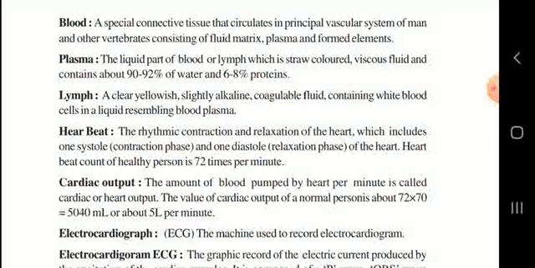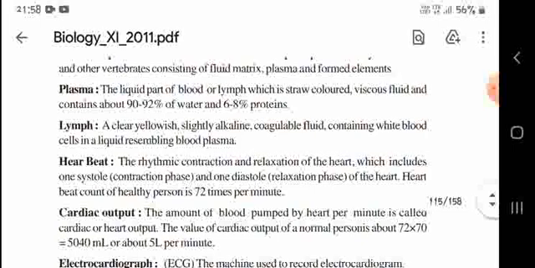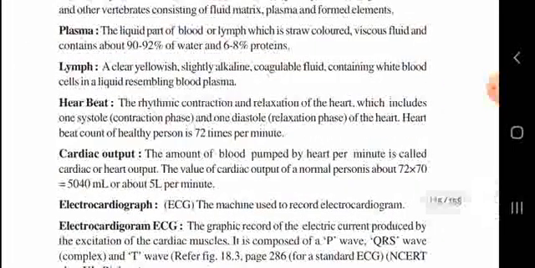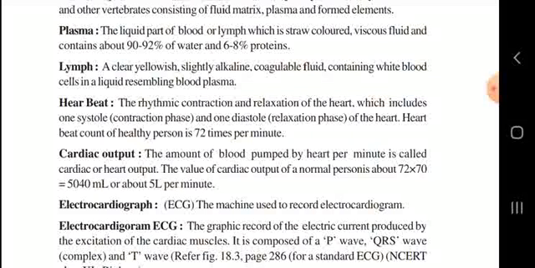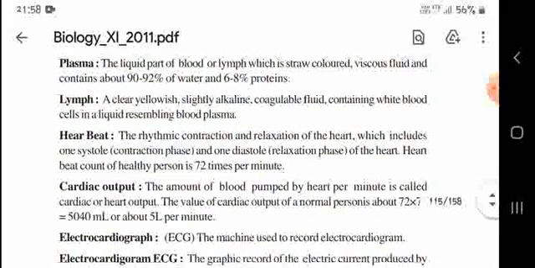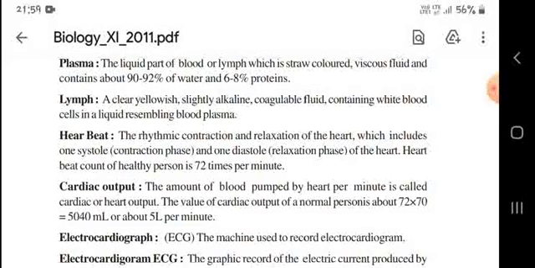Next, cardiac output. So what is cardiac output? The amount of blood that is pumped by the heart for 1 minute, how much blood comes out from our heart to the parts of the body, is the cardiac output. And the value of normal cardiac output, with normal pulsation, is 72 into 70, that is 5040 milliliters, or 5 liters of blood comes out from our heart every 1 minute. Okay, so this was our cardiac output.